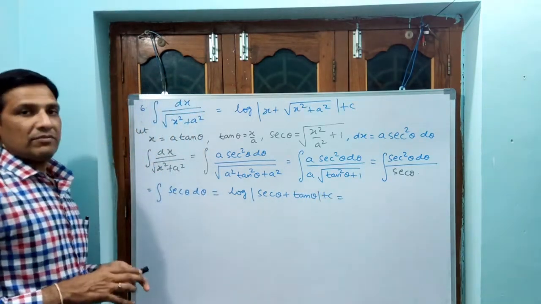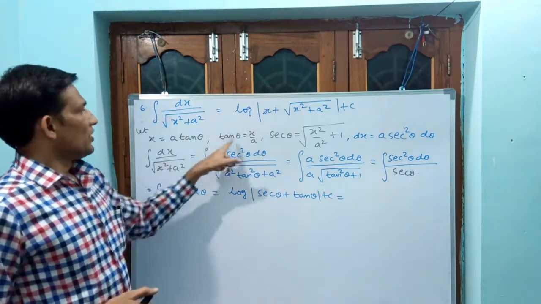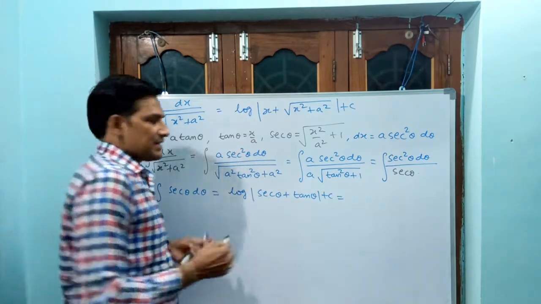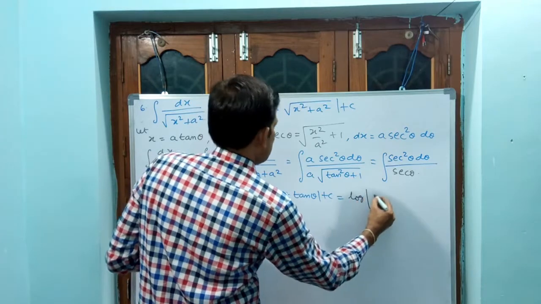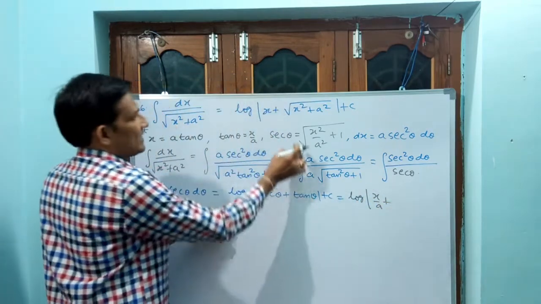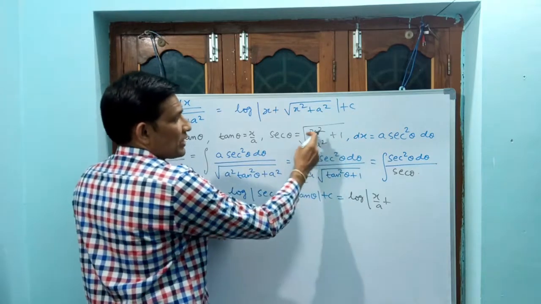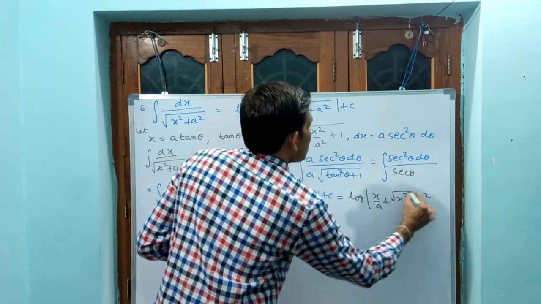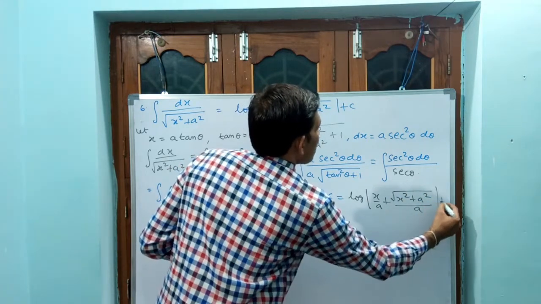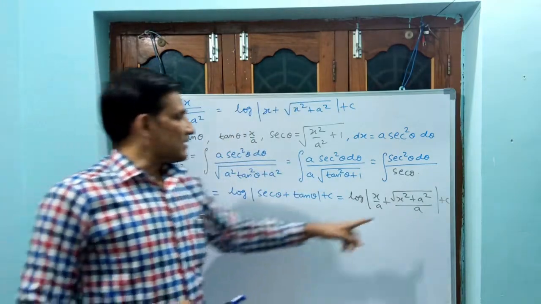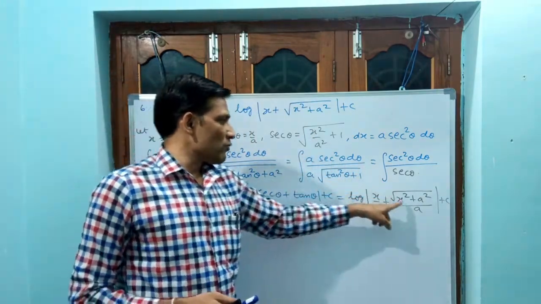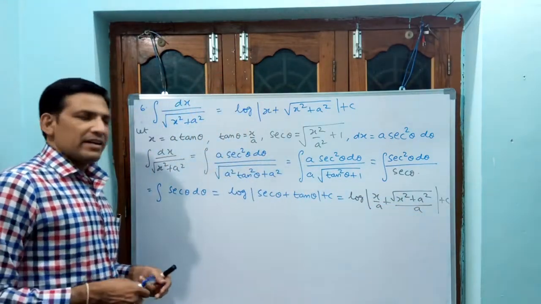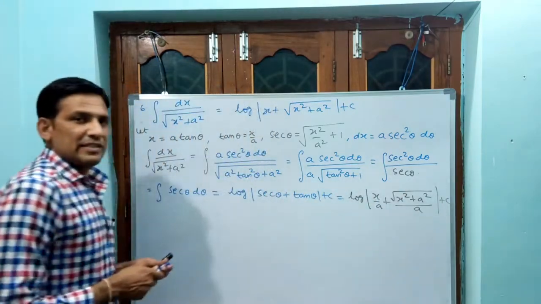Is it over? No. Why? Because secant theta and tan theta can be written in terms of x. Anywhere plus is there, first I will write tan theta as x by a. Log of x by a plus the square root of x square plus a square by a, plus c. How has a come? From a square under the root, if you remove the square root then a. Unlike earlier, you mix a in c. Why? Because it is a constant.